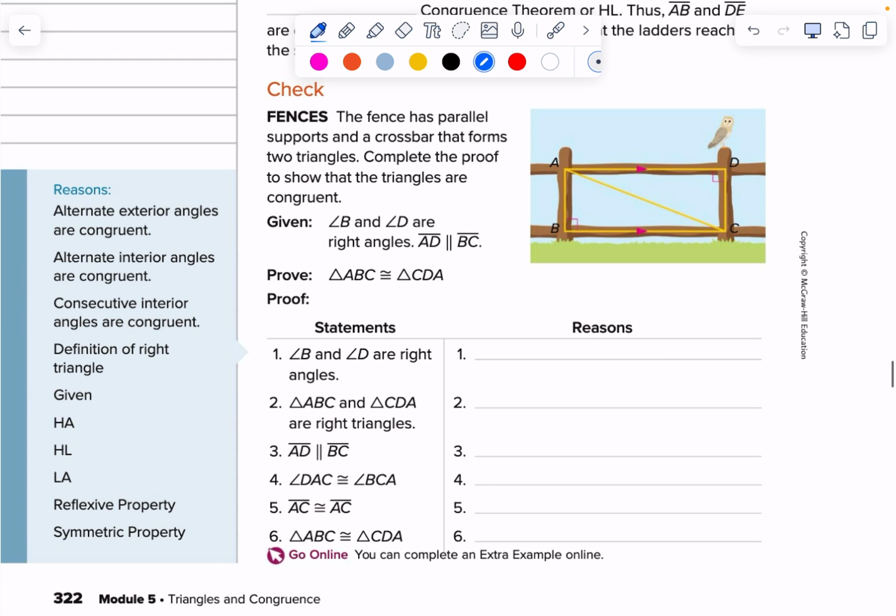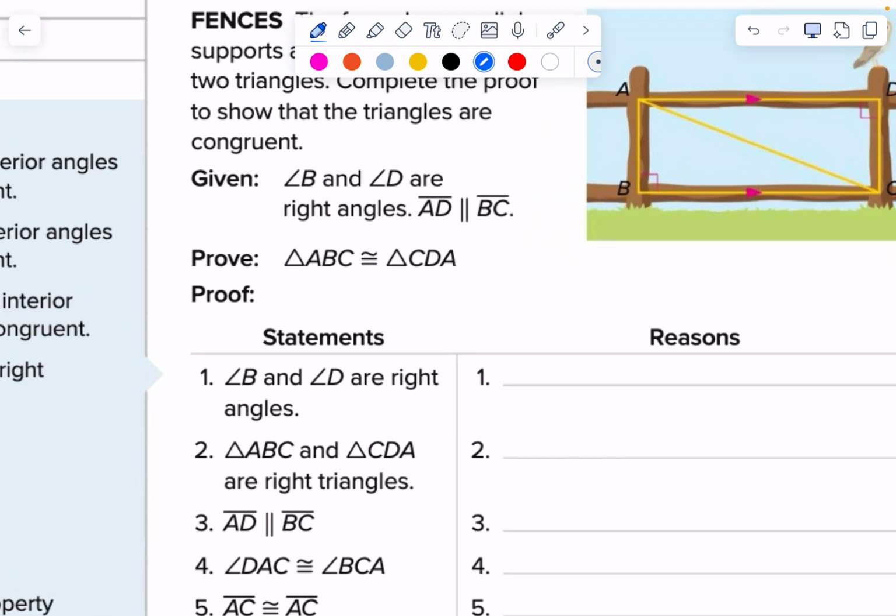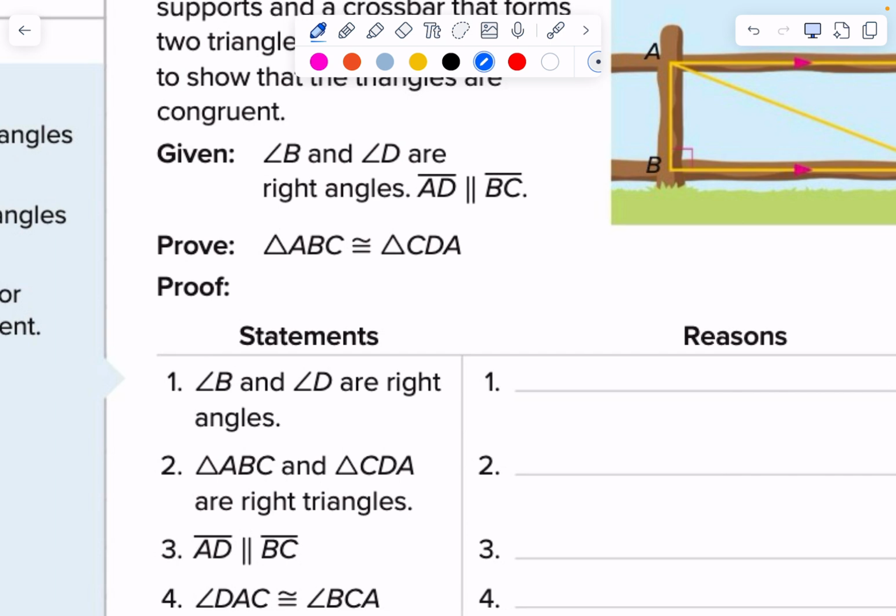All right, go to the check. We have this fence line. We're doing the check, and it gives us some things. All right. So when we do a right triangle proof, you got to listen. Hey, put that away. Brady, put it away. Okay, here's what's happening.